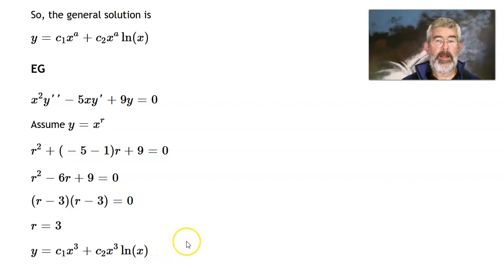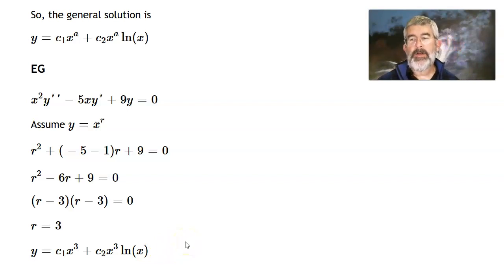There's one more thing we need to do in regards to these Euler equations, and that is what happens when the solutions to your quadratic equation are actually imaginary or complex numbers. Okay, we will do that in the next video.